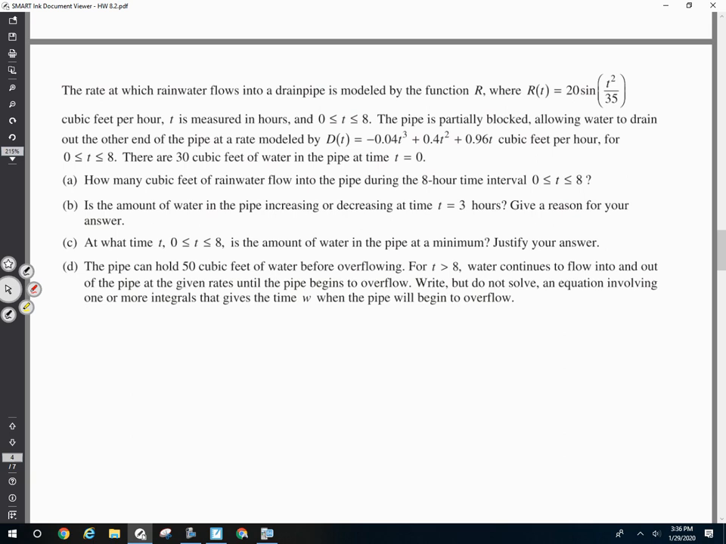Part A, we'll get straight to Part A, and we'll say what's not the answer. Part A, how many cubic feet of rainwater flow into the pipe during the 8-hour time interval? Okay. Many people think, oh, plug in 8 into R, and you're going to get the total amount of water that has flowed in. You would be wrong. R of 8 would be the rate at which the water is flowing in. It's how quickly the water is flowing in, but it's not the total.